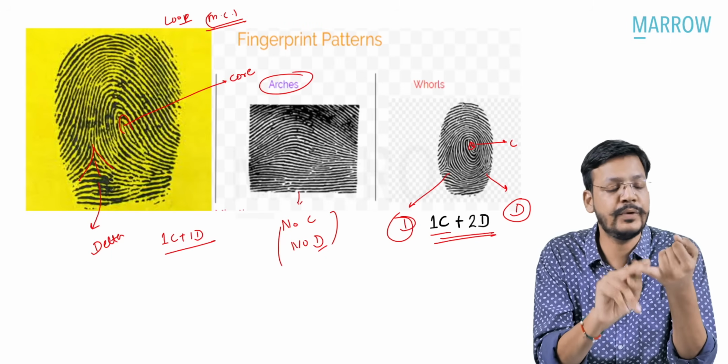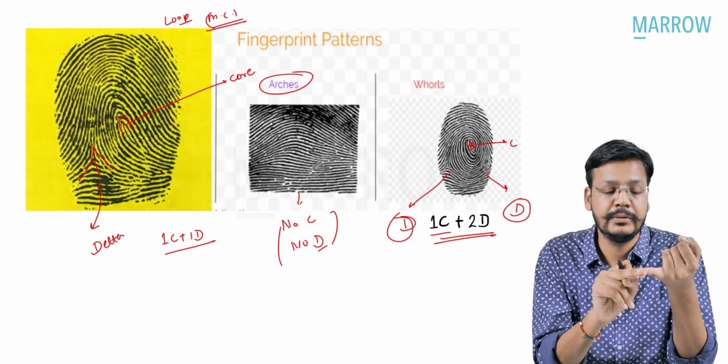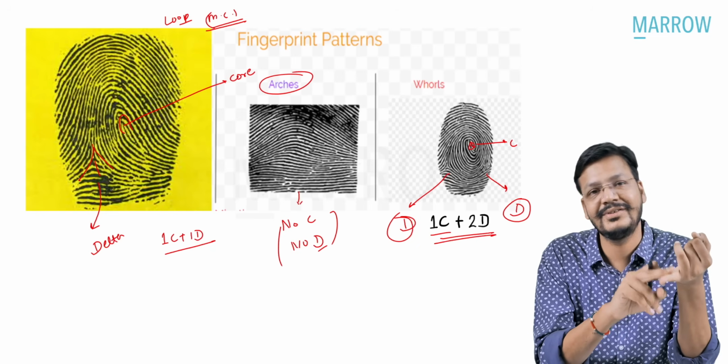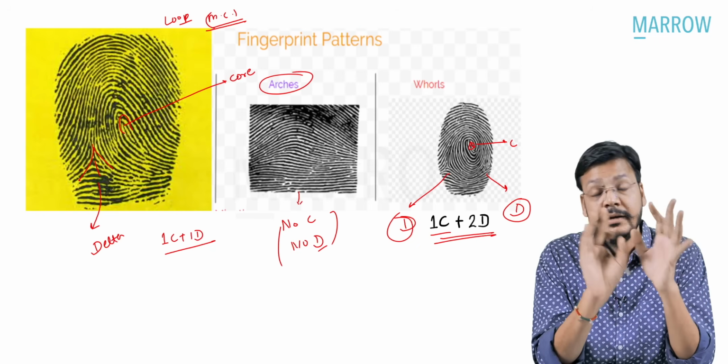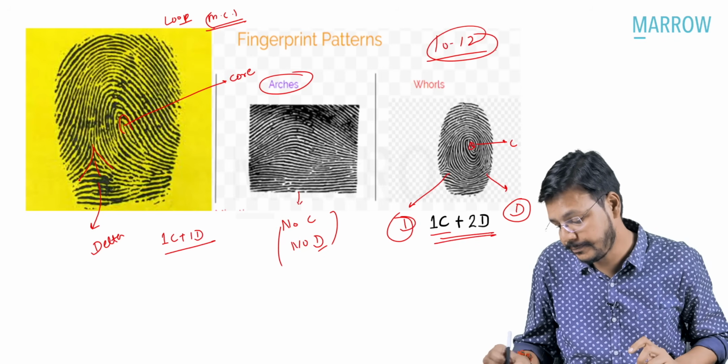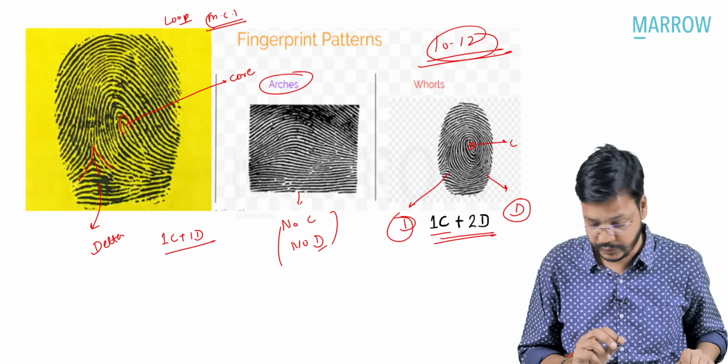You can remember: loop, love; wife, whorl; and arch, children; then composite. And the minimum points should be similar. That should be the 10 to 12 point criteria.